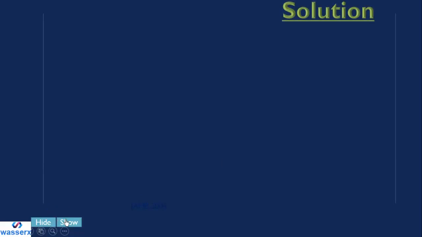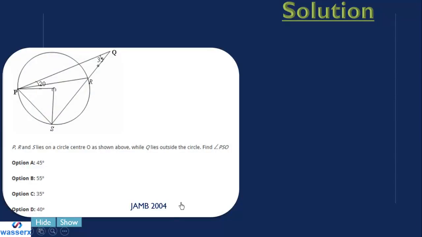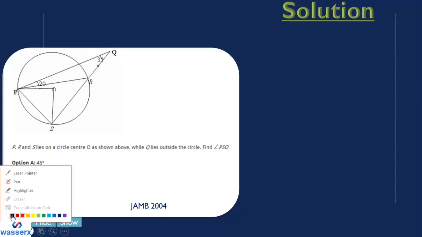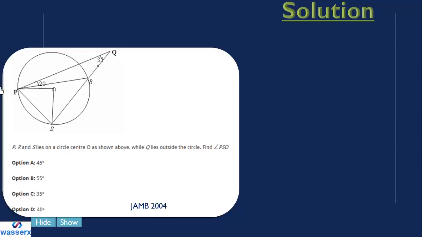Now let's take some examples. So this is from JAMB 2004. We have this one over here. P, R, and S lie on a circle, center O as shown above, while Q lies outside the circle. Find angle PSO. So we are calculating for this angle over here, and we are going to use the external angle theorem, that is angle 20 plus 35 will give us this angle, which is the external angle over here.